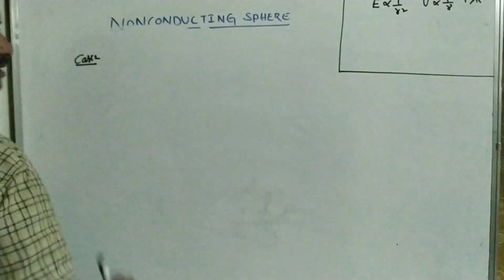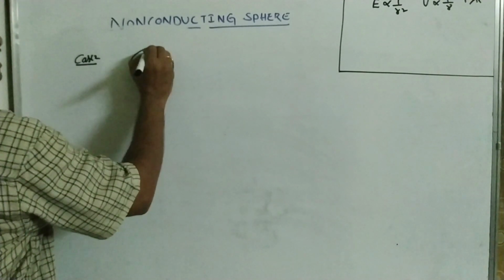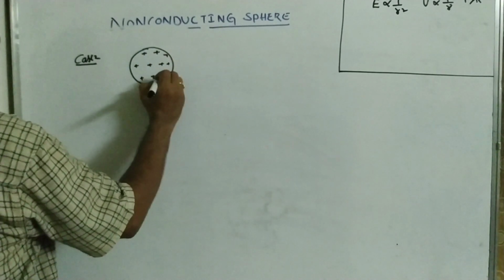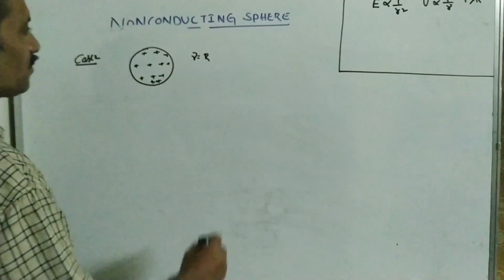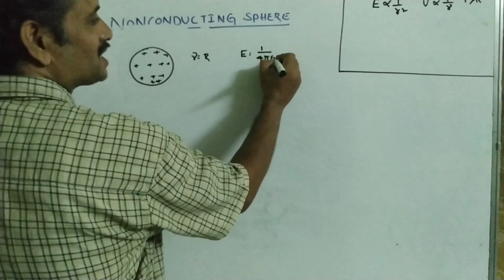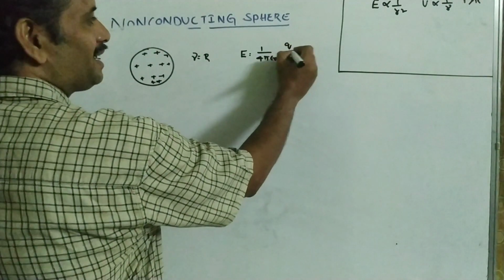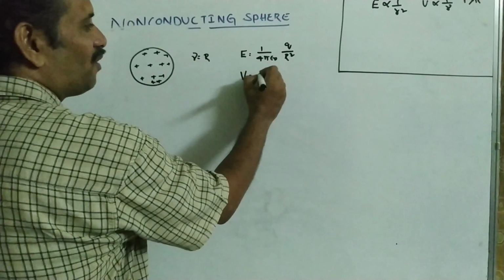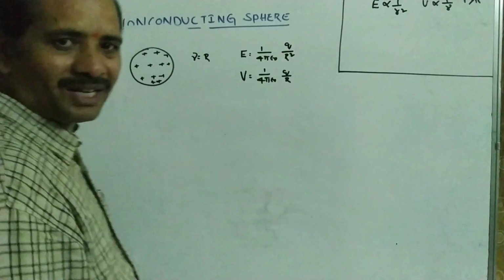Case 2. On surface means the sphere itself. That is small r equal to capital R. Then E equals 1 by 4 pi epsilon 0, and instead of small r square, you have to write capital R square, Q by capital R square. Potential we will get like this, sir: 1 by 4 pi epsilon 0 q by r, small r equal to capital R.